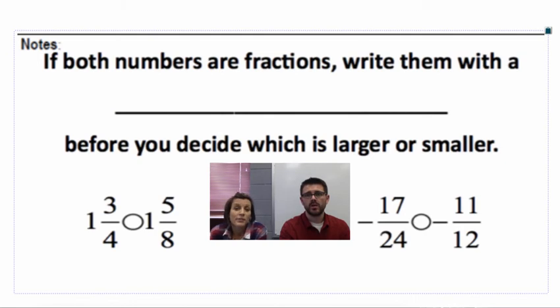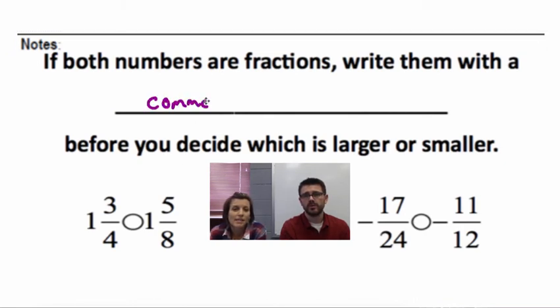If both numbers are fractions, write them with a common denominator before you decide which is larger or smaller, and use your inequality signs. So you'll notice with your first part, we made you show us on a number line. Here we're going to make you show us in number form. Just because you think you know which number is larger, you're going to have to prove it and show us which one truly is based on having a common denominator.